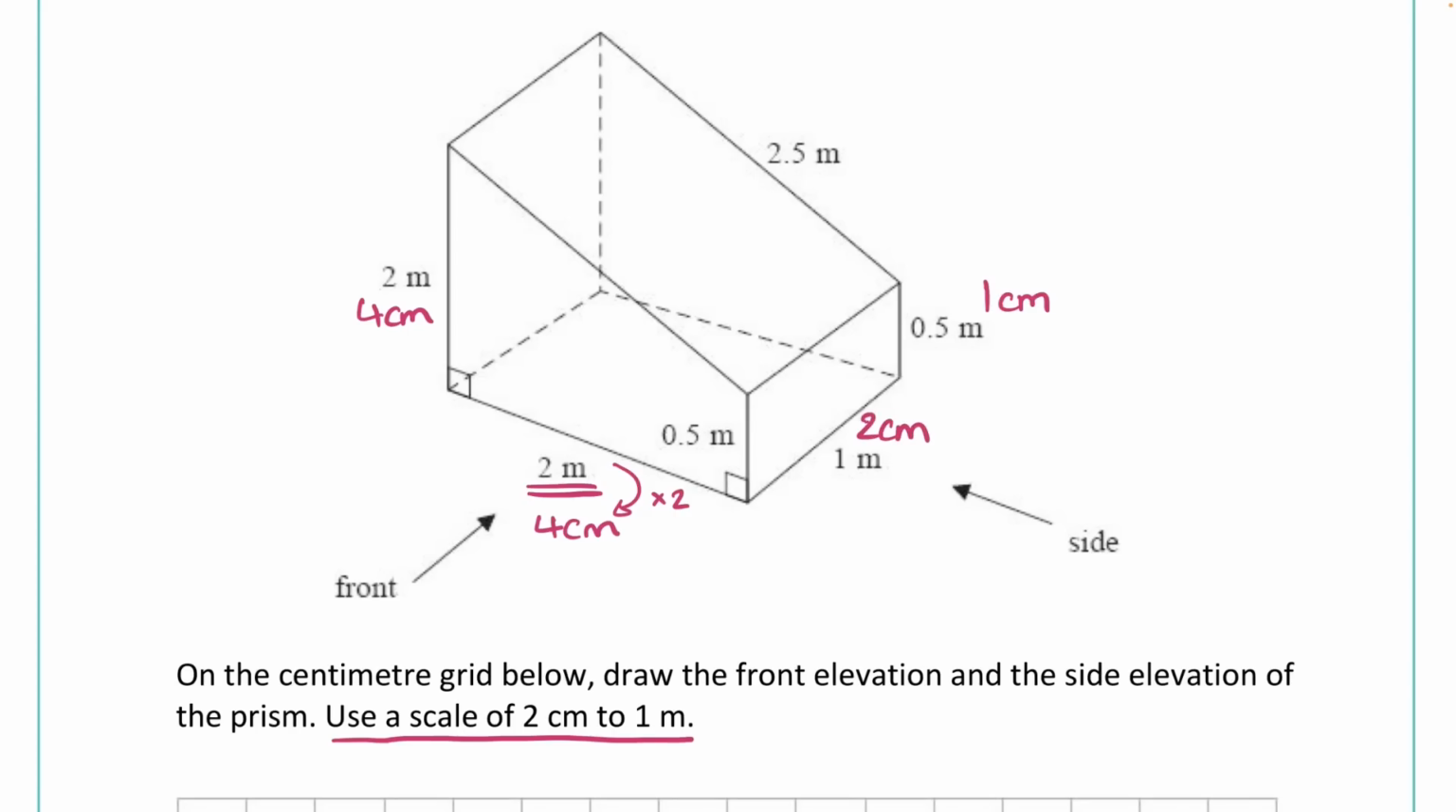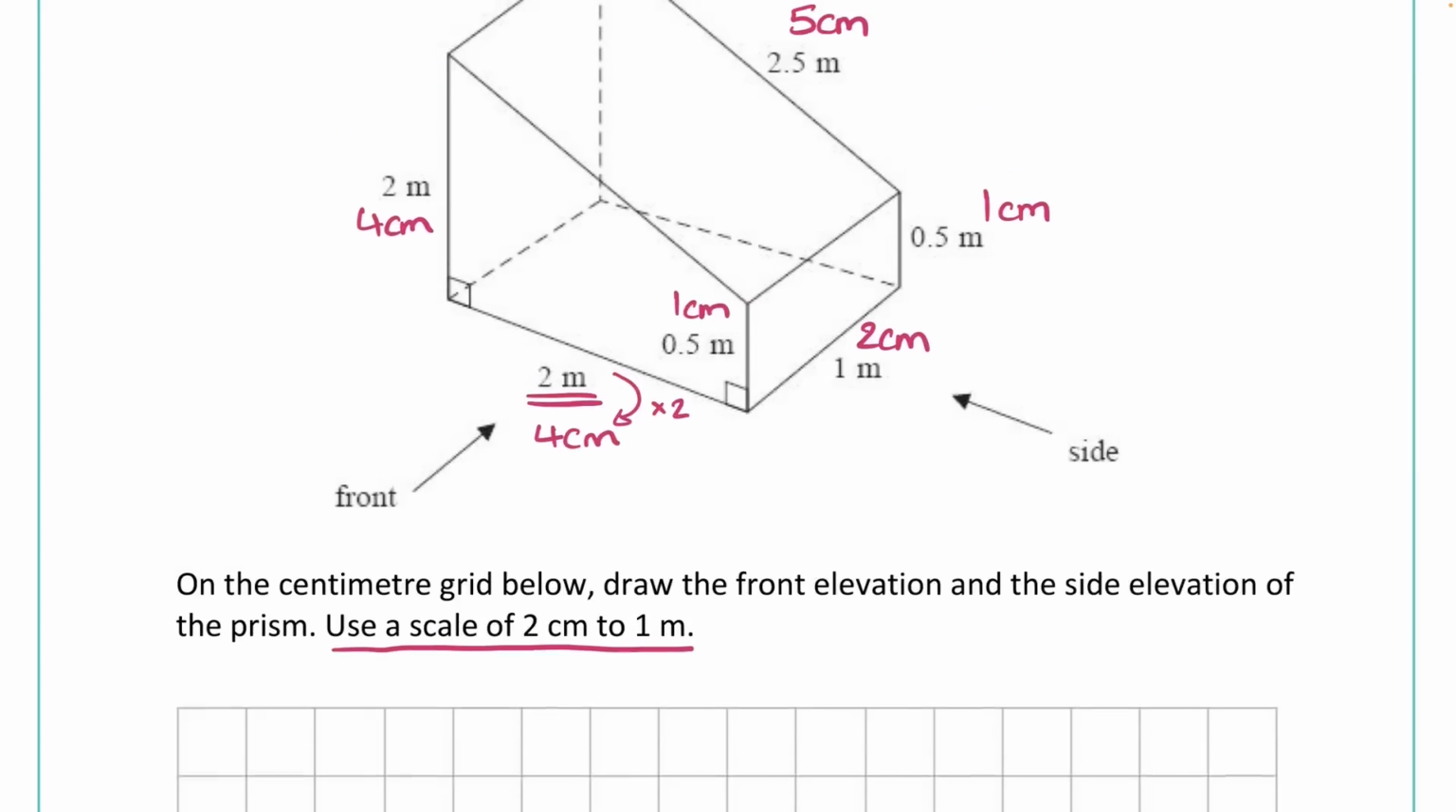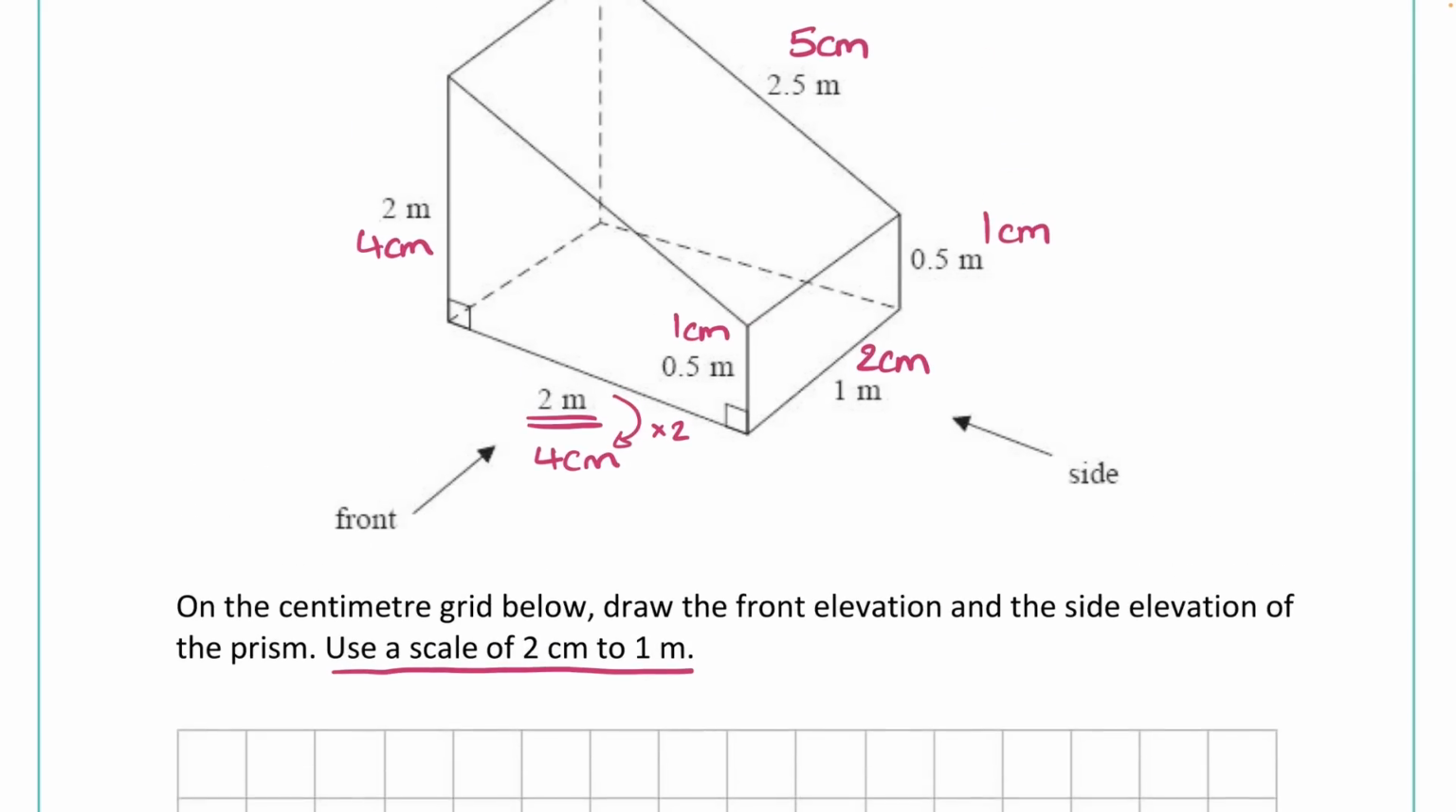This 0.5 here is also going to be 1 centimetre. And if we have to draw this diagonal line, 2.5 times 2 will be 5 centimetres. Now, it asked us to draw the front and the side elevation. Now, the front elevation is giving us a nice arrow pointing towards this shape, and it's this trapezium shape just here. So we won't see any of the other sides, we just need to draw this particular face, and that right there is our front elevation.